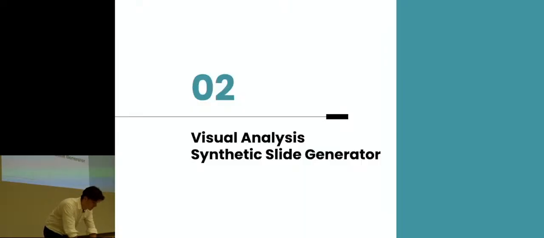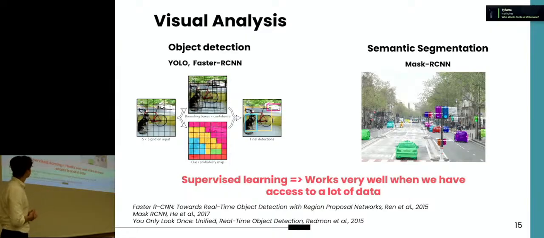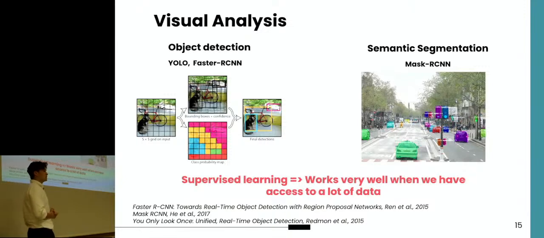Our solution is to make a synthetic slide generator. Before I go a bit further, let me do a quick reminder about visual analysis. So what is visual analysis? What we want is to detect the objects, the elements in the slides, right? So we want to do object detection or semantic segmentation. Object detection is the localization of the element in the image, and semantic segmentation goes a bit further. It tries to assign a class to each pixel.